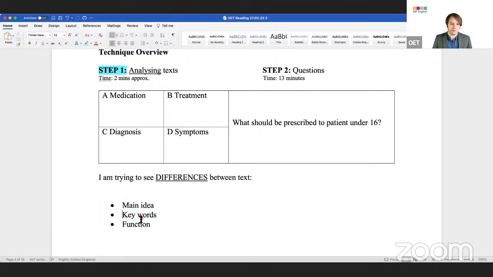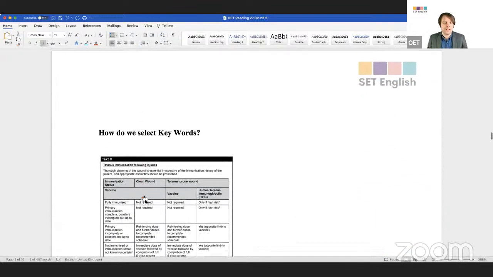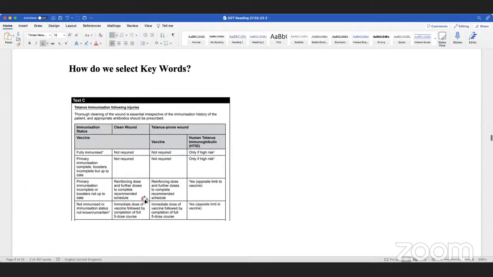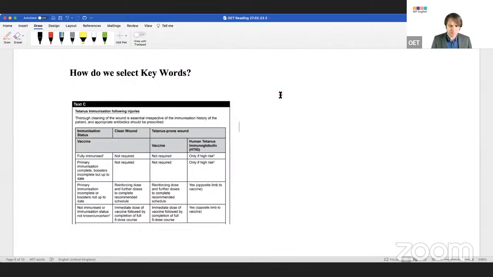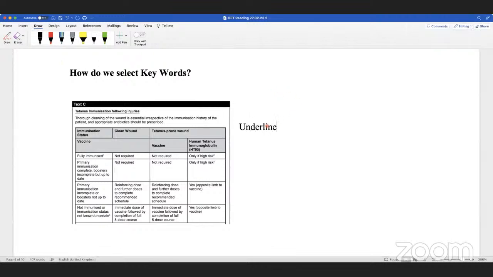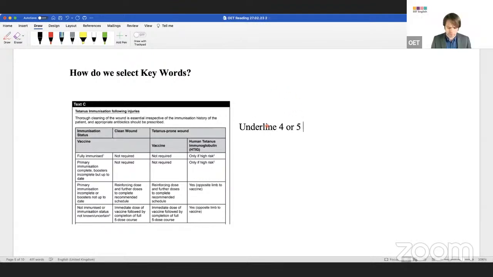Let's start with keywords. I'm going to show you guys an example. Can everyone see this here? Yes. Imagine you're in the exam and you see this text and you're going to choose keywords. When I say keyword, I mean you're going to underline how many words? 4 to 5 words only.